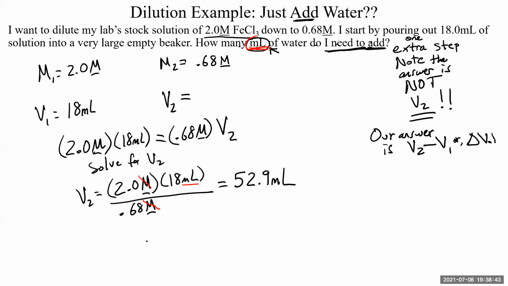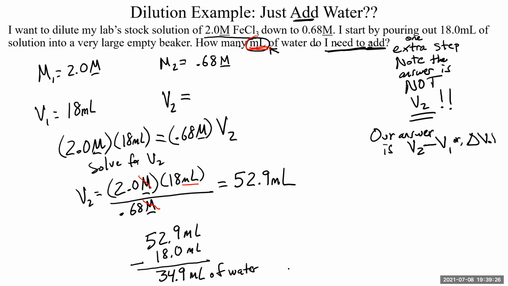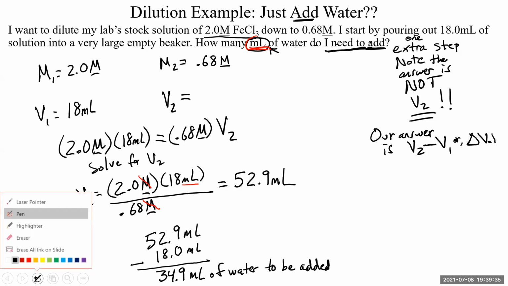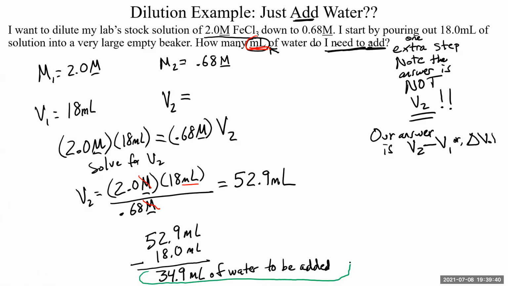So how much water do I need to add? I need to add 52.9 milliliters minus 18. Remember, I already have 18 milliliters in my beaker. I don't need to add 52 to get to 52. I need to add 52 minus 18 to my 18 to get 52. So 52.9 minus 18 is going to be what, 34.1 or something? I'm not sure here. Why don't I just do the math? Use the calculator. 52.9 minus 18. 34.9. So my answer then is 34.9 milliliters of water to be added in order to dilute up to a total volume of 52.9, which will give me a final molarity of 0.68 molar. There it is. So this is my final answer.